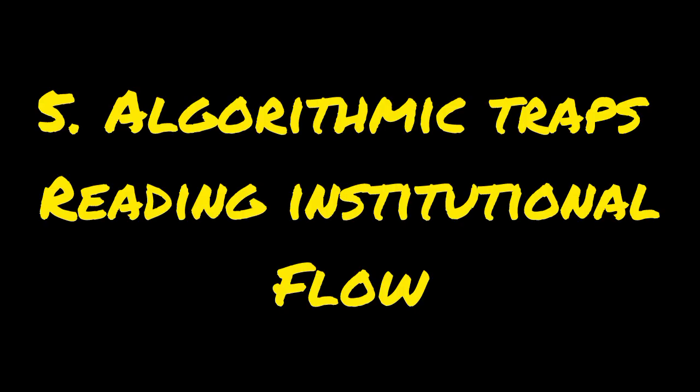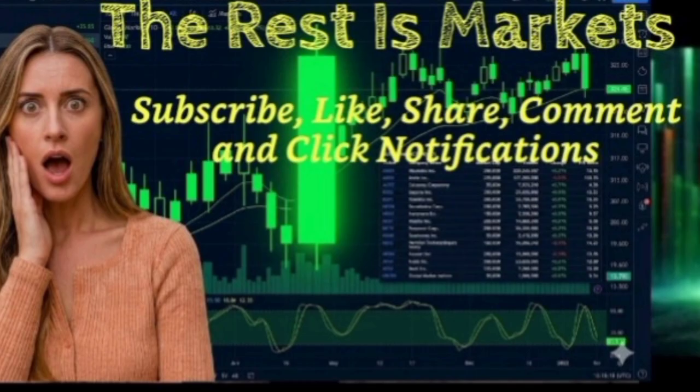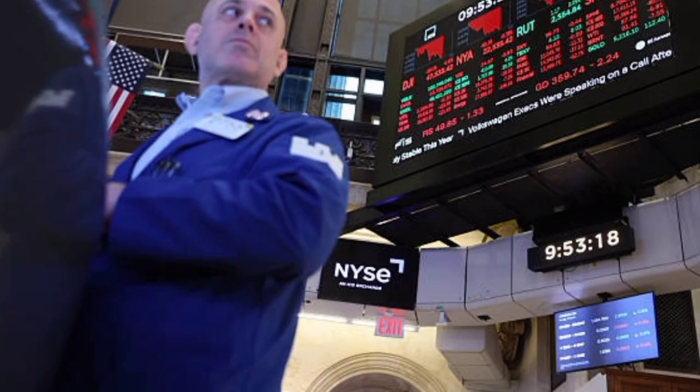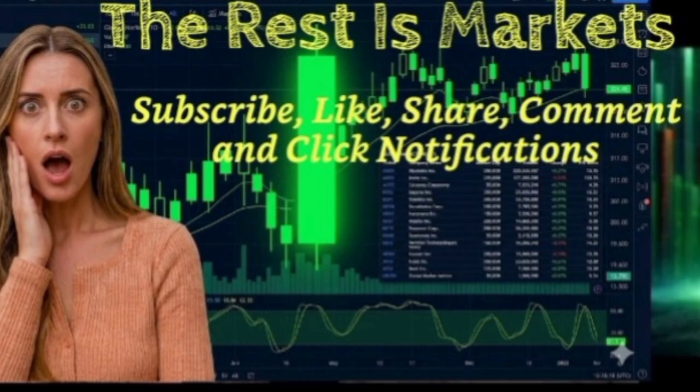5. Algorithmic traps, reading institutional flow. So, how does this macroeconomic pressure manifest on your daily trading screen? It happens through algorithmic exploitation of retail market structure. In a low liquidity environment, price delivery becomes highly volatile and predatory. High-frequency algorithms are explicitly programmed to hunt pockets of retail buy and sell stop orders to fill massive institutional positions.